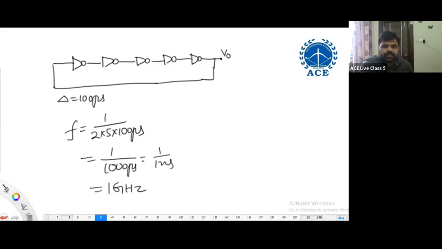Very simple. Someone was asking me this question in logic gates itself. But I have my own sequence to convey the concepts. Let me follow my sequence. Every concept will be covered. No need to worry. So I have my own order. Let me follow that.